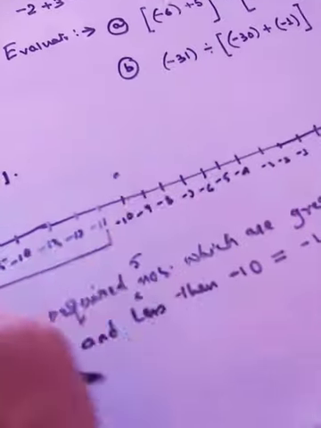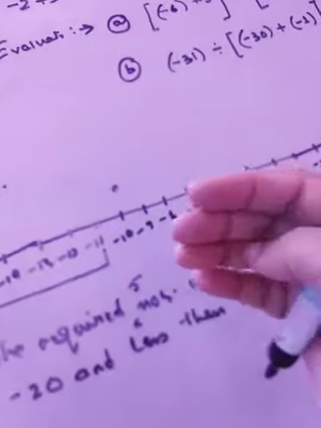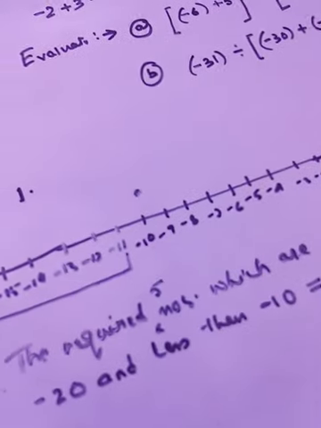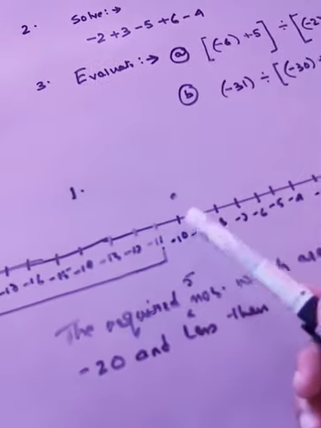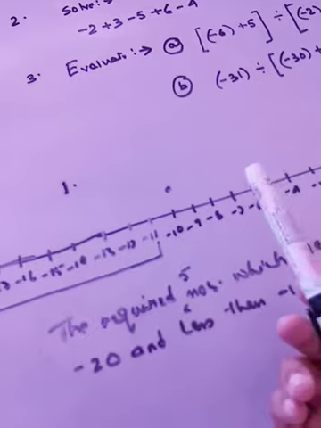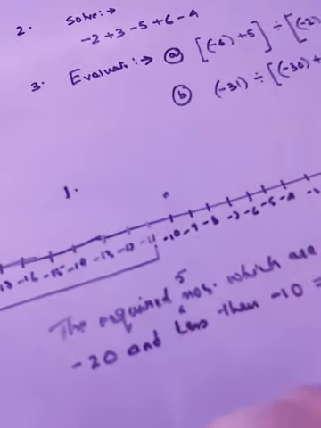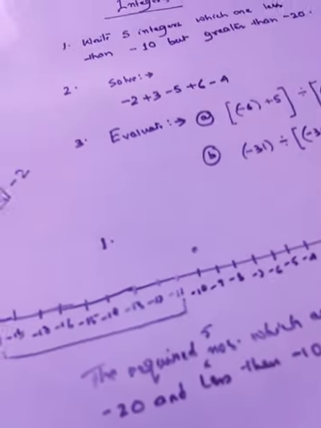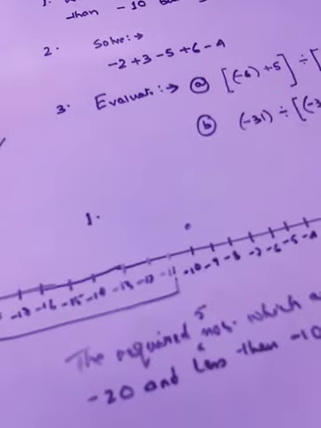My objective was to show you like this so that you could understand how exactly you will decide which number is larger and which is smaller in case of negative integers. Okay, let's move on to sum number 2.